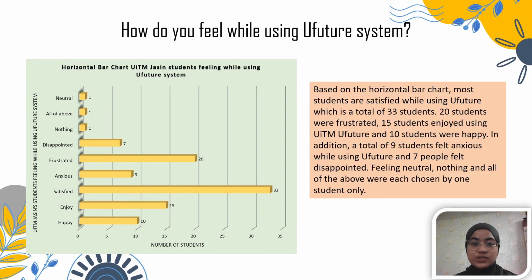Based on the horizontal bar chart, most students are satisfied while using UiFuture, which is a total of 33 students. 20 students were frustrated, 15 students enjoyed using UiTM UiFuture, and 10 students were happy. Besides that, a total of 9 students felt anxious while using UiFuture, and 7 people felt disappointed. Feeling neutral, nothing, and all of the above were each chosen by one student only.